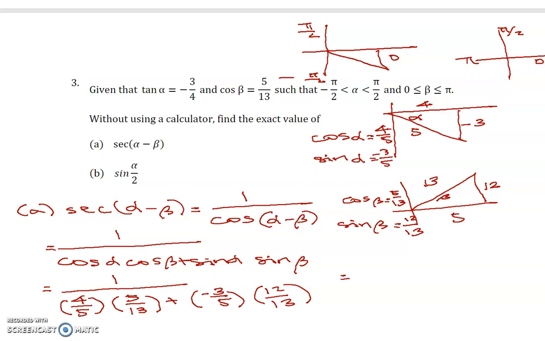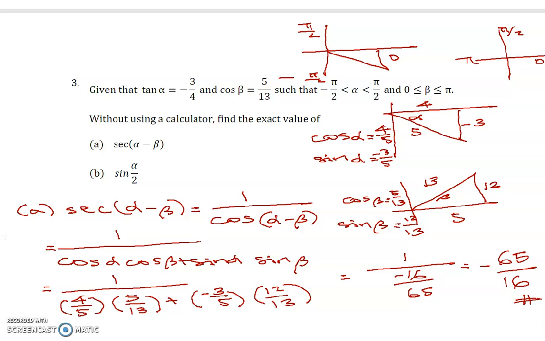When we simplify that, what do we get? We're going to get 1 over negative 16 over 65. Never leave your answer as a compound fraction. So simplify, flip it upside down. The answer is negative 65 over 16. So this is the answer. Part A is done. That's how we do part A.